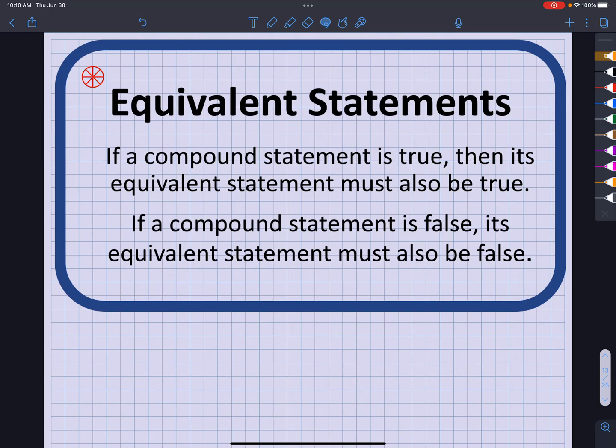All right, so here we are talking about equivalent statements. If a compound statement is true, then its equivalent statement is also true. And if it's false, then it's also false. And of course, that doesn't describe a whole lot besides doing an example. So let's go ahead and do an example.